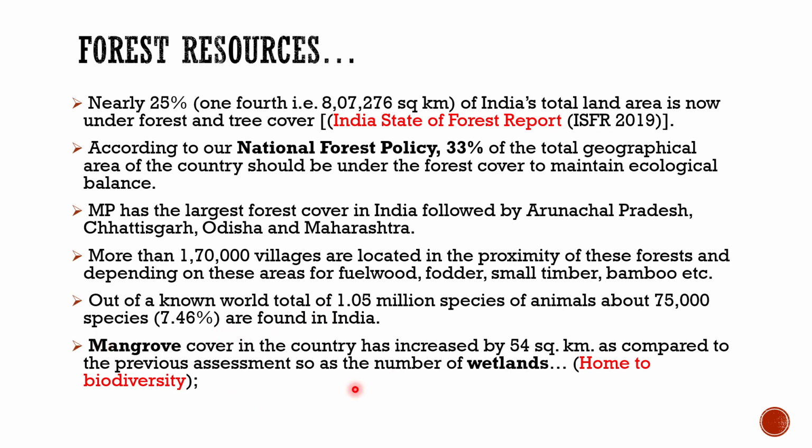And mangroves and wetlands are the home to biodiversity. As the India State of Forest Report 2019 indicates, mangrove cover in India has increased from 2017 to 2019 by 54 square kilometers, because the previous assessment was done in 2017. And so the number of wetlands is also increasing.